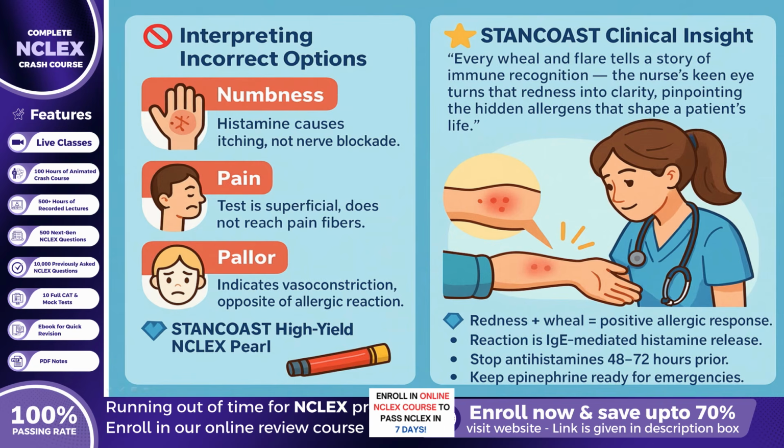In contrast, numbness in option A would not occur because the scratch test stimulates histamine release, not nerve blockade. Pain in option B is unlikely, as the test is superficial and does not penetrate deeply enough to reach pain fibers. Pallor in option C, on the other hand, would indicate vasoconstriction rather than vasodilation, which is opposite to what happens in an allergic reaction. Therefore, localized redness, often accompanied by swelling, remains the definitive sign of a positive reaction.